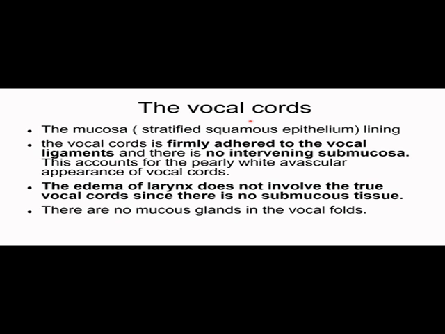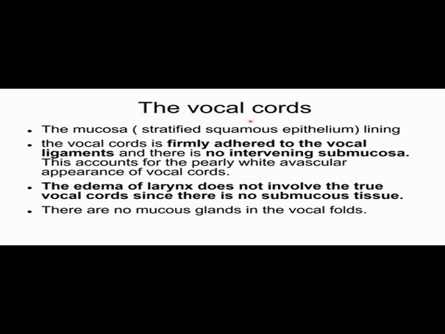That's why, because of this firm adhesion to the ligaments, we see the vocal cord in pearly white color. It is pearly white and avascular because there is no submucosa, there are no blood vessels. So this looks pearly white when we see it on laryngoscopy. This is how we will identify the vocal cords on laryngoscopy. They look pearly white.